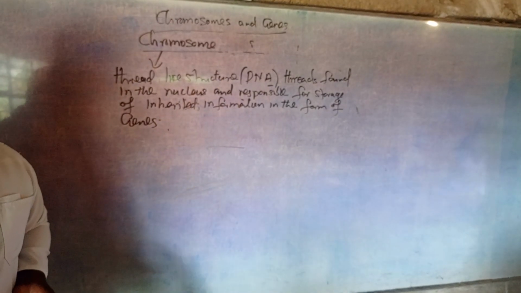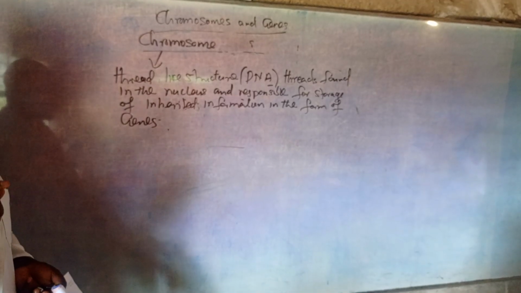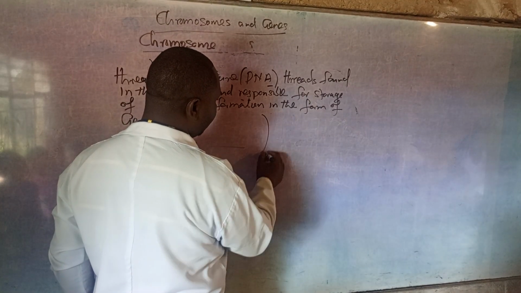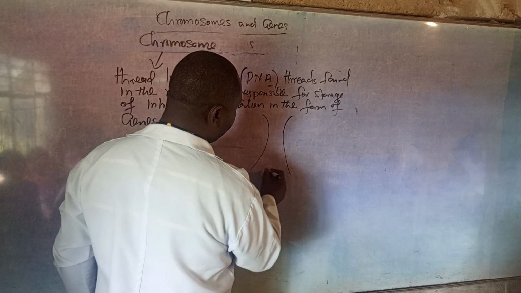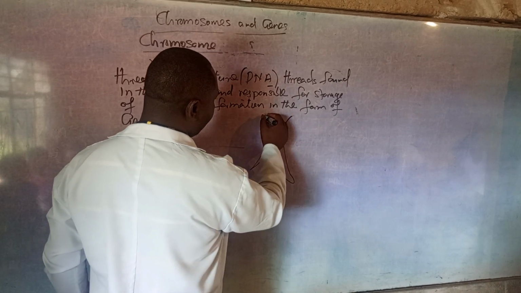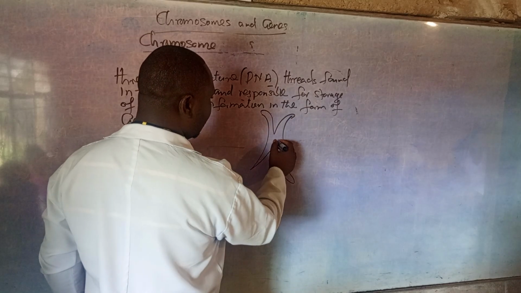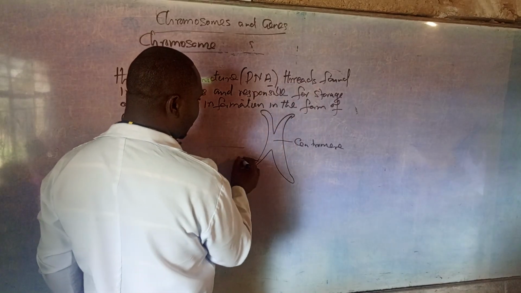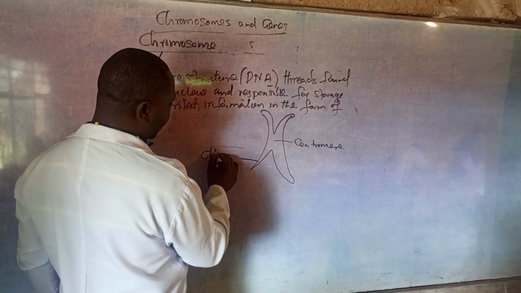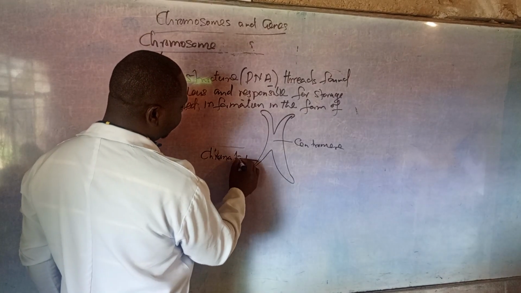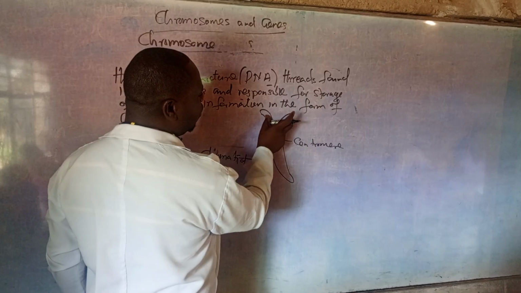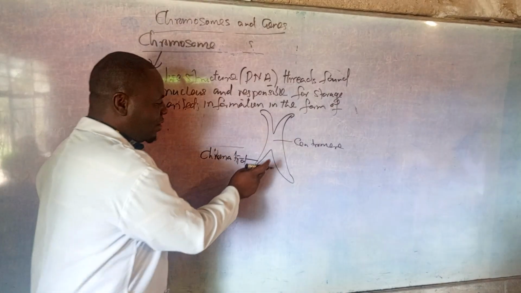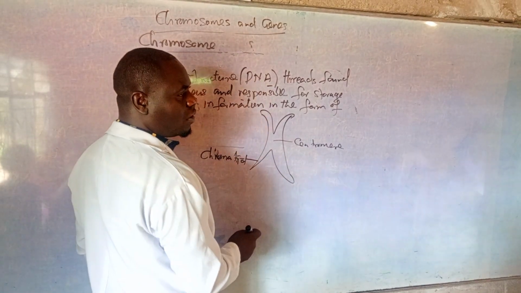So if you want to find a gene, you can find it in the chromosome. A chromosome looks like this. The point where they are joined together we call the centromere. Then these are chromatids. The chromatids that are found on the same side, we call them sister chromatids. For example, this one and this one are in the same location, so they're called sister chromatids.